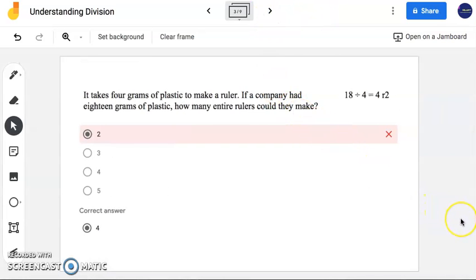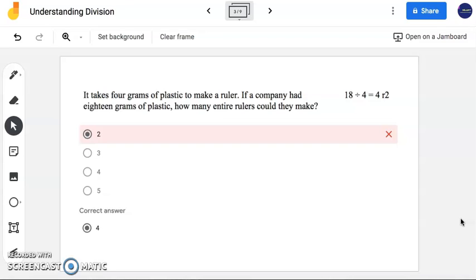In this problem, it says it takes 4 grams of plastic to make a ruler. If a company had 18 grams of plastic, how many entire rulers could they make? So again, we already solved this. 18 divided by 4 gives us an answer of 4 remainder 2. But notice here my correct answer is actually just 4. We're not including the remainder here.